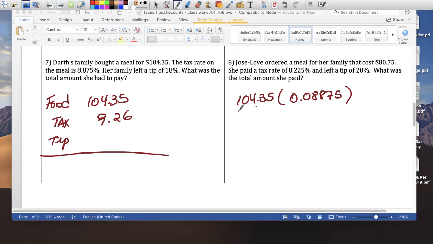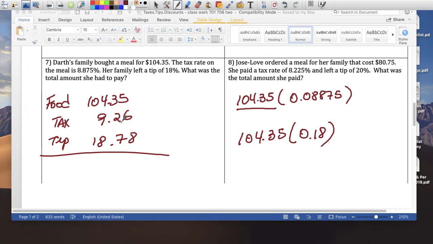Now we have to figure out the tip. And again, for the tip, we're not adding these two, okay? So we're going to go back to the original total, 104.35, and we're going to multiply it by the tip, which in this case is 0.18. So 104.35 times 0.18 is going to give us that our tip for the waiter is going to be $18.78.